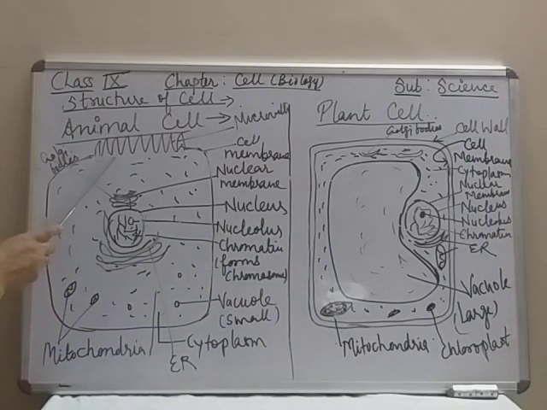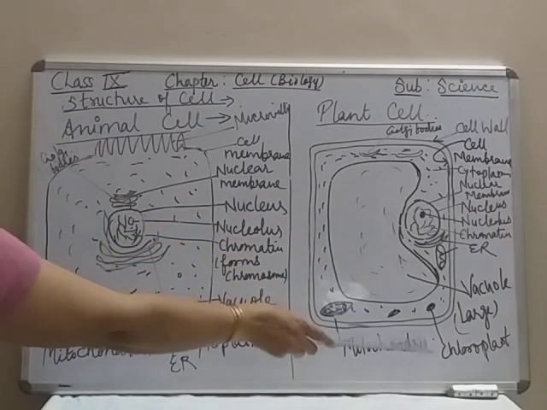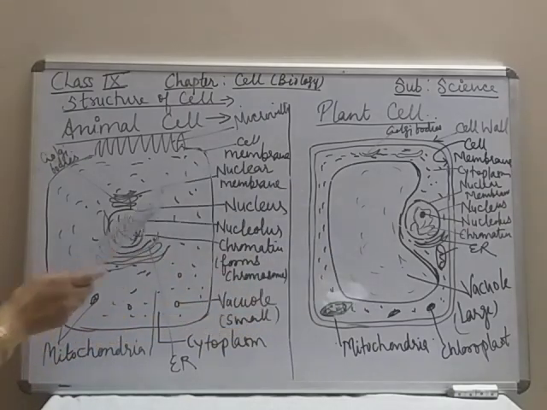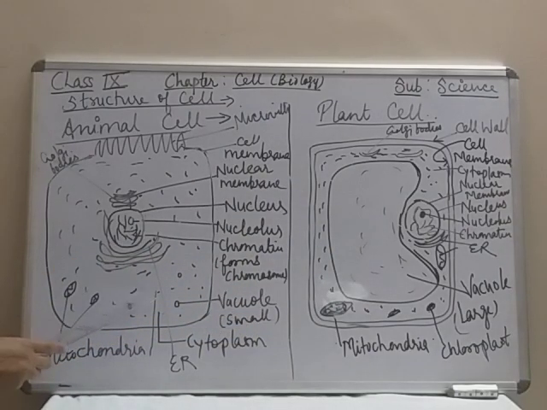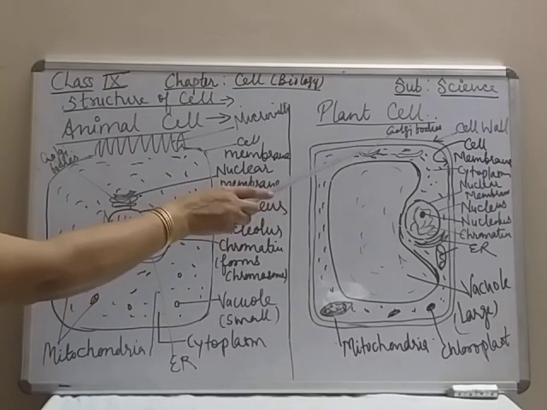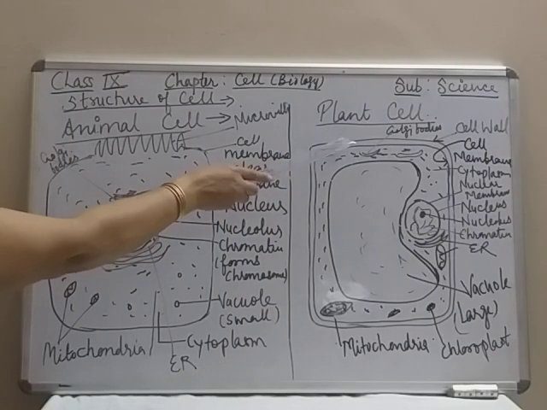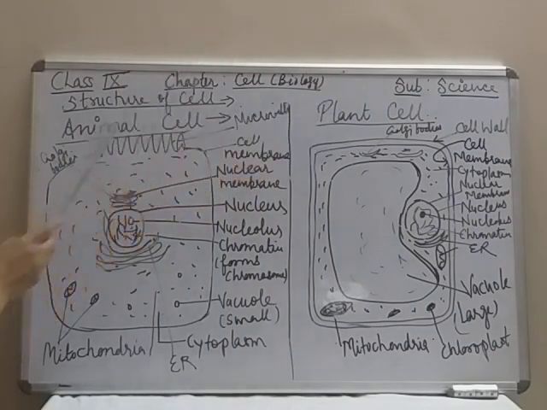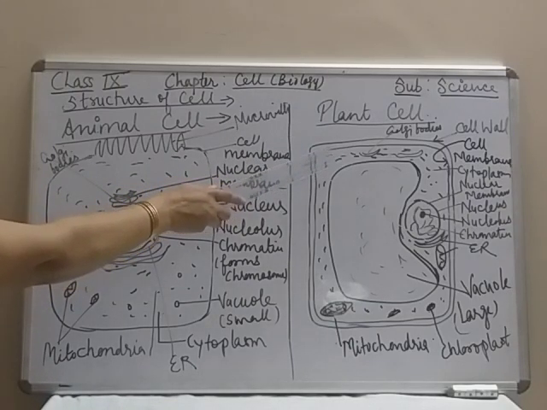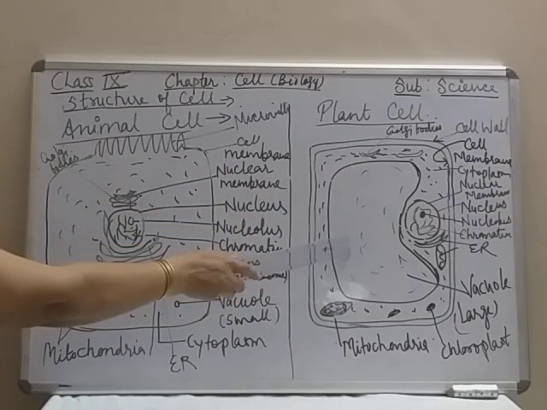After that, photosynthetic pigments are generally absent in case of animal cell, but photosynthetic pigments like chlorophyll are present in case of plant cell. Food is stored in the form of oil and glycogen in case of animal cell, but in case of plant cell, food is generally stored in the form of starch. Lysosomes are generally present in case of animal cell, but lysosomes are generally absent in case of plant cell.